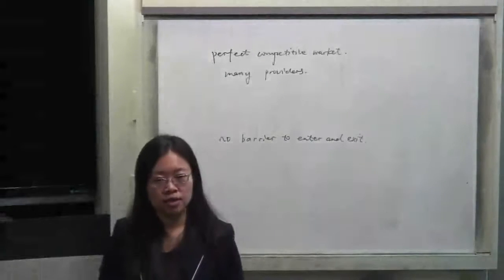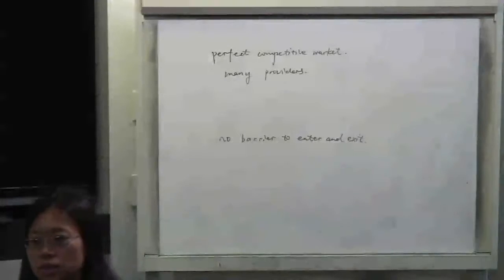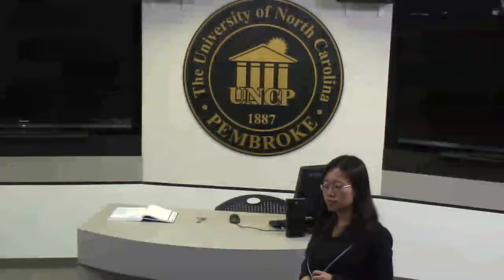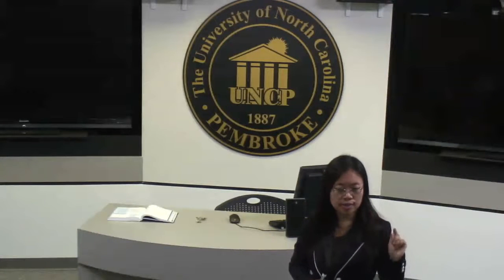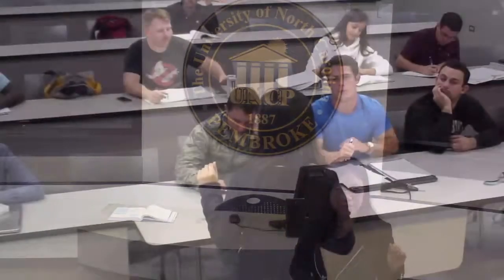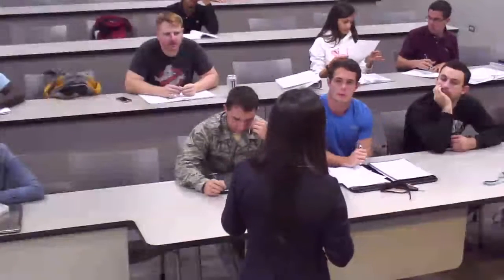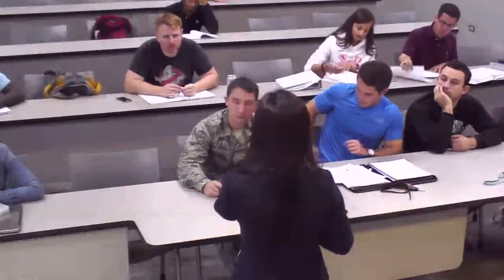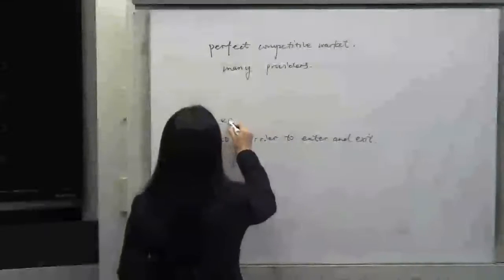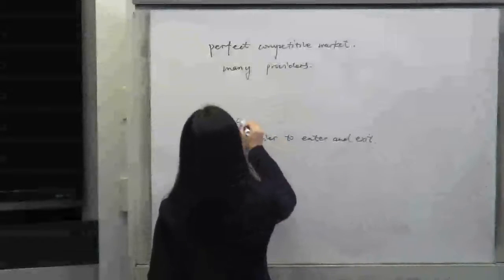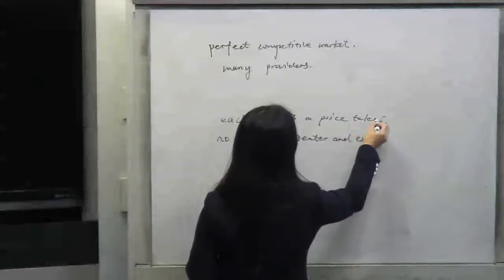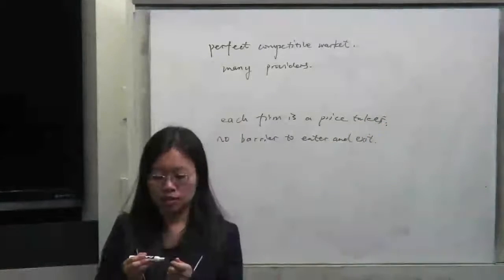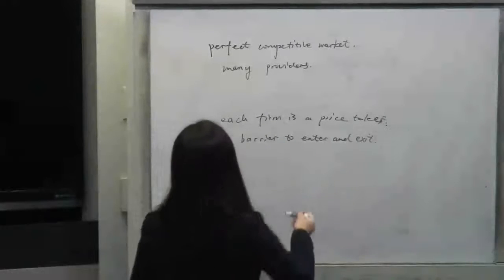Other characteristics? The price is set by the market. Each firm is a price taker, and the market determines the price. I'm going to emphasize this more later. Each firm is a price taker. What else? They're selling the same kind of products, aren't they? Good. The goods are homogeneous.